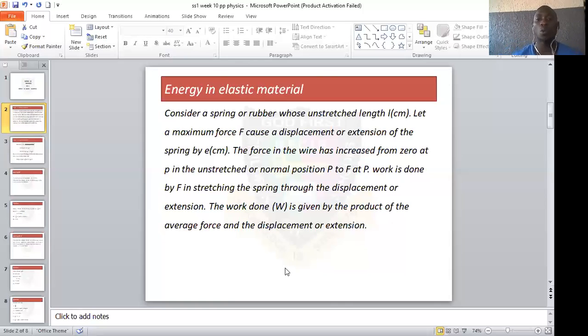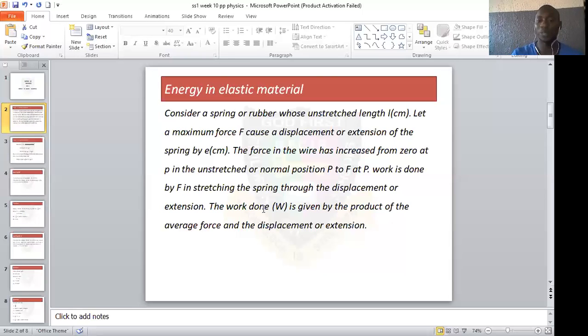Work is done. Work is done by the force in stretching the spring through the extension. So the work done is what we are looking at in this week's topic, that is, how to calculate this work done. You can see the work is done by the force. The force is applied on the material to extend or compress it, and there's work done in that effect.